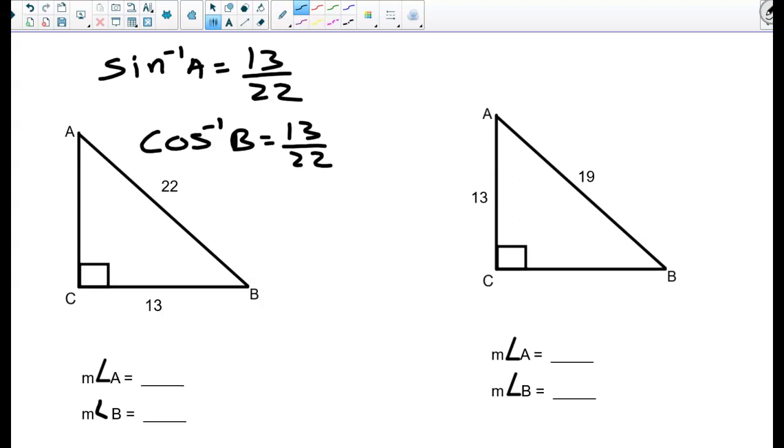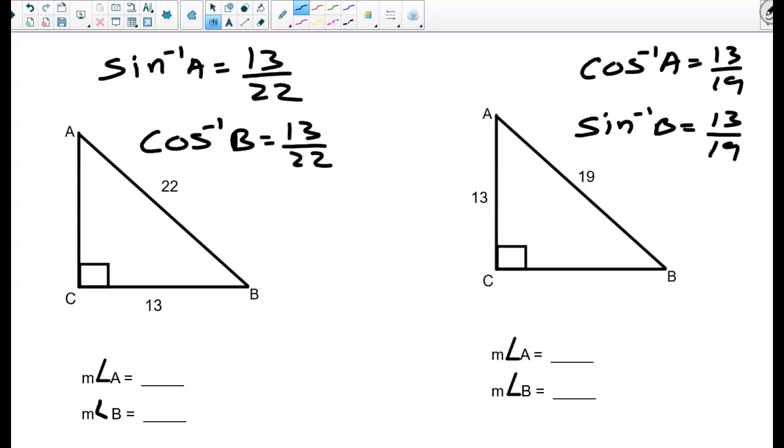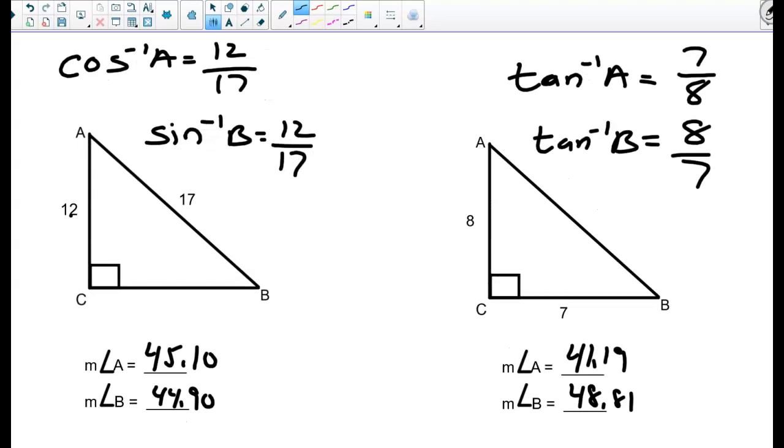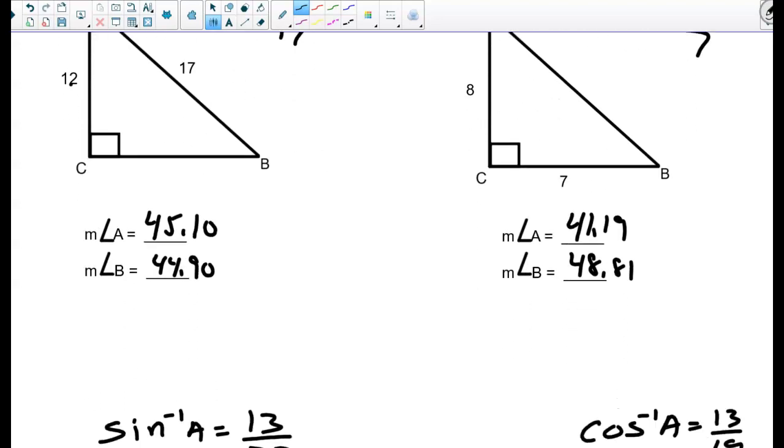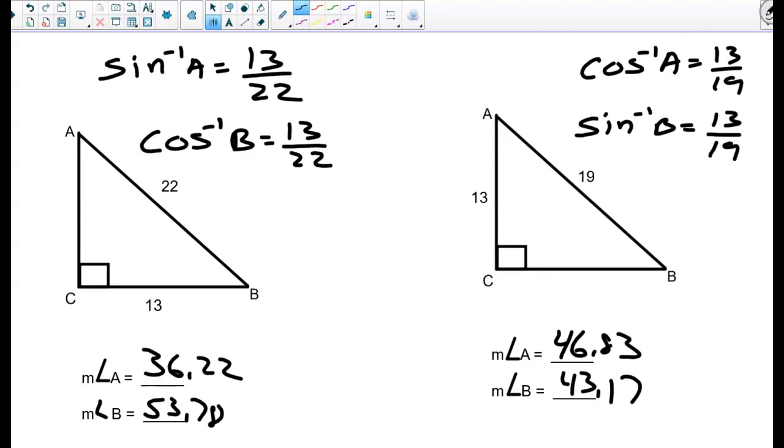Finally, angle A, this is very similar to the first one. Cosine of angle A is equal to 13 over 19. And the sine of angle B is equal to 13 over 19. All right, so after putting the numbers in the calculator, these are your answers.